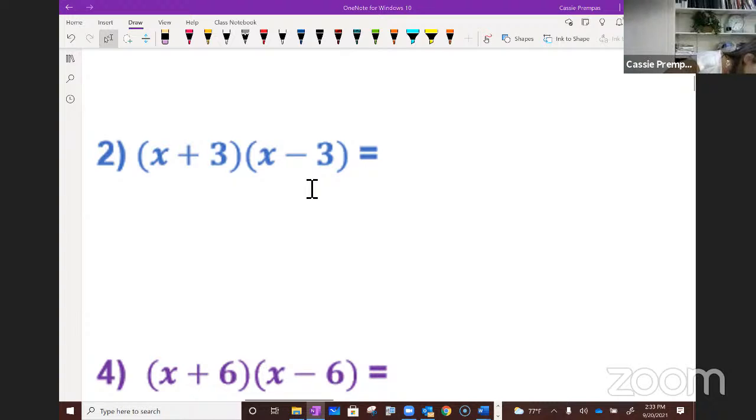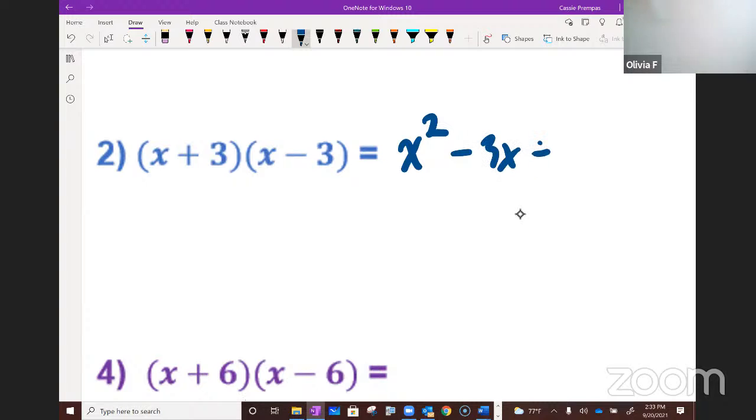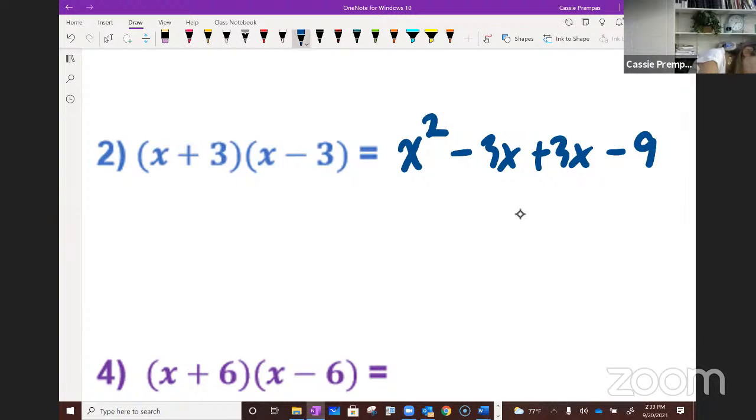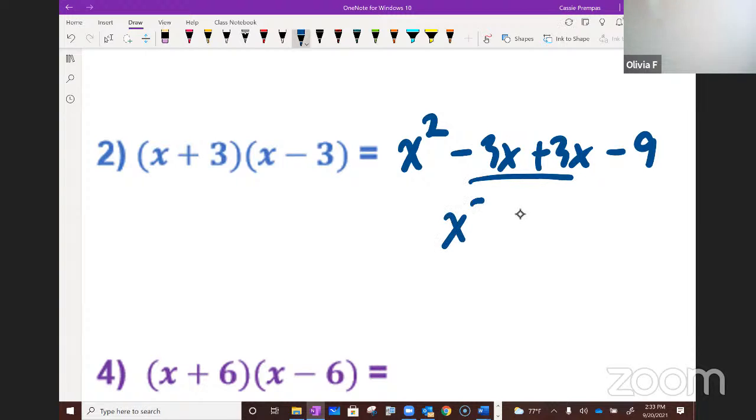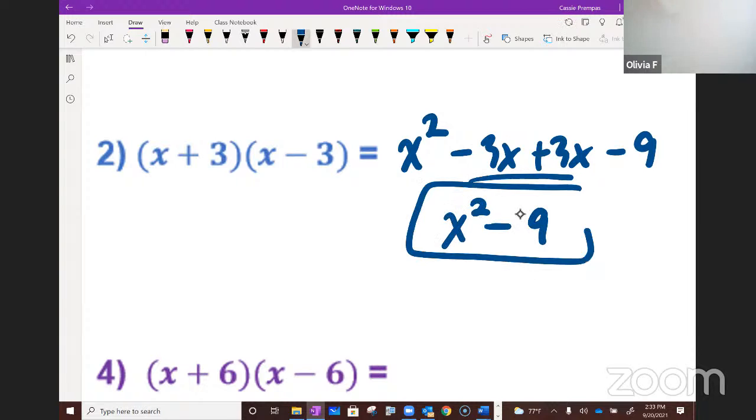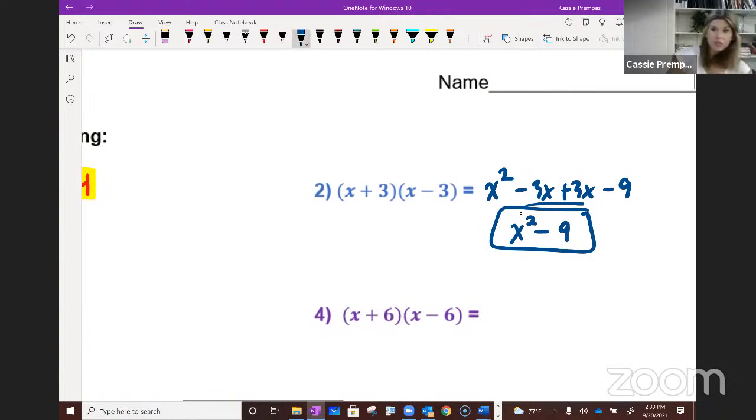Number 2. Okay. So I got x squared minus 3x plus 3x minus 9. Awesome. And what happened to the middle ones? They cancel out. So it'd be x squared minus 9. Awesome. You're amazing. Thank you.